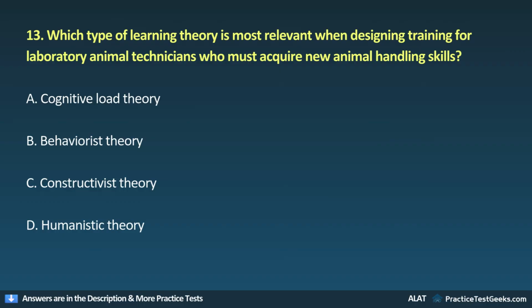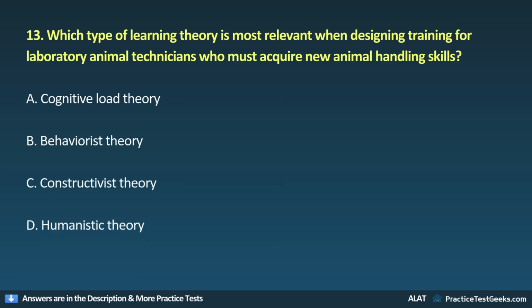13. Which type of learning theory is most relevant when designing training for laboratory animal technicians who must acquire new animal handling skills? A. Cognitive load theory. B. Behaviorist theory. C. Constructivist theory.